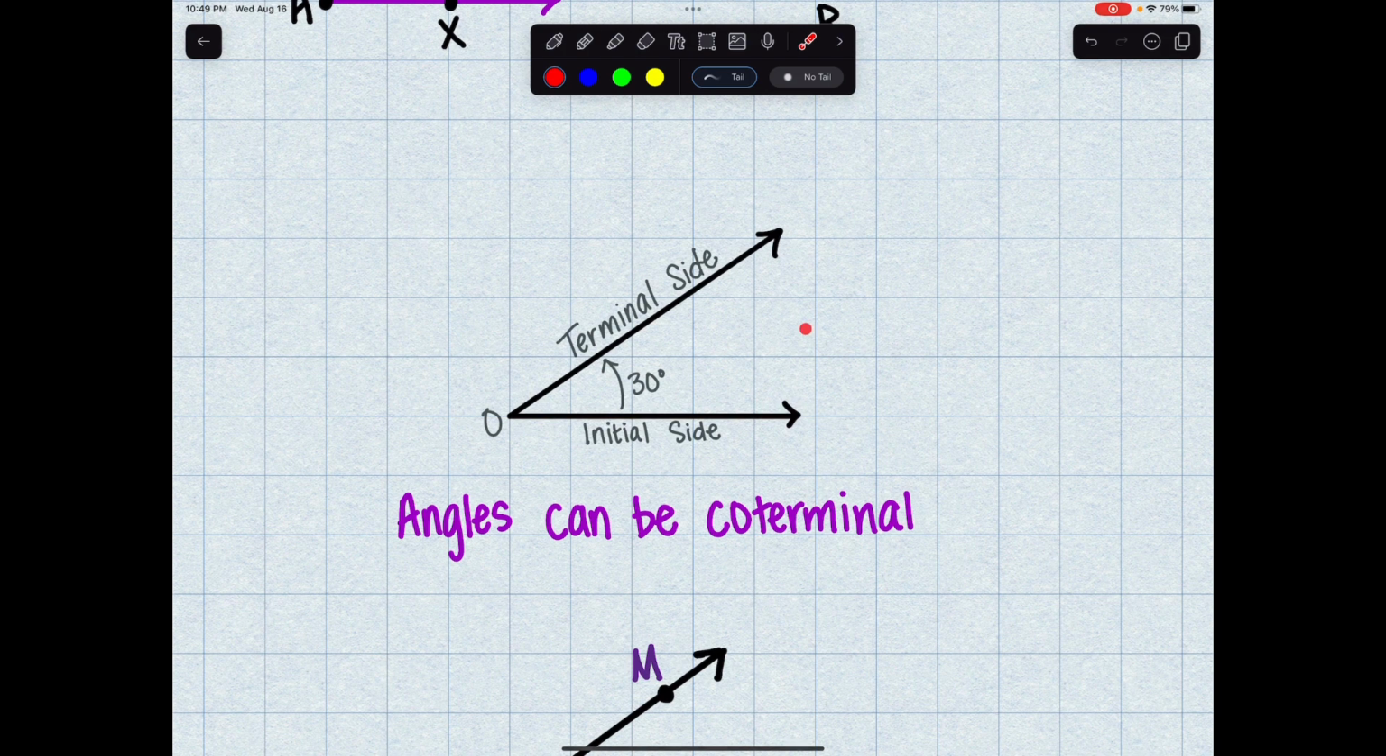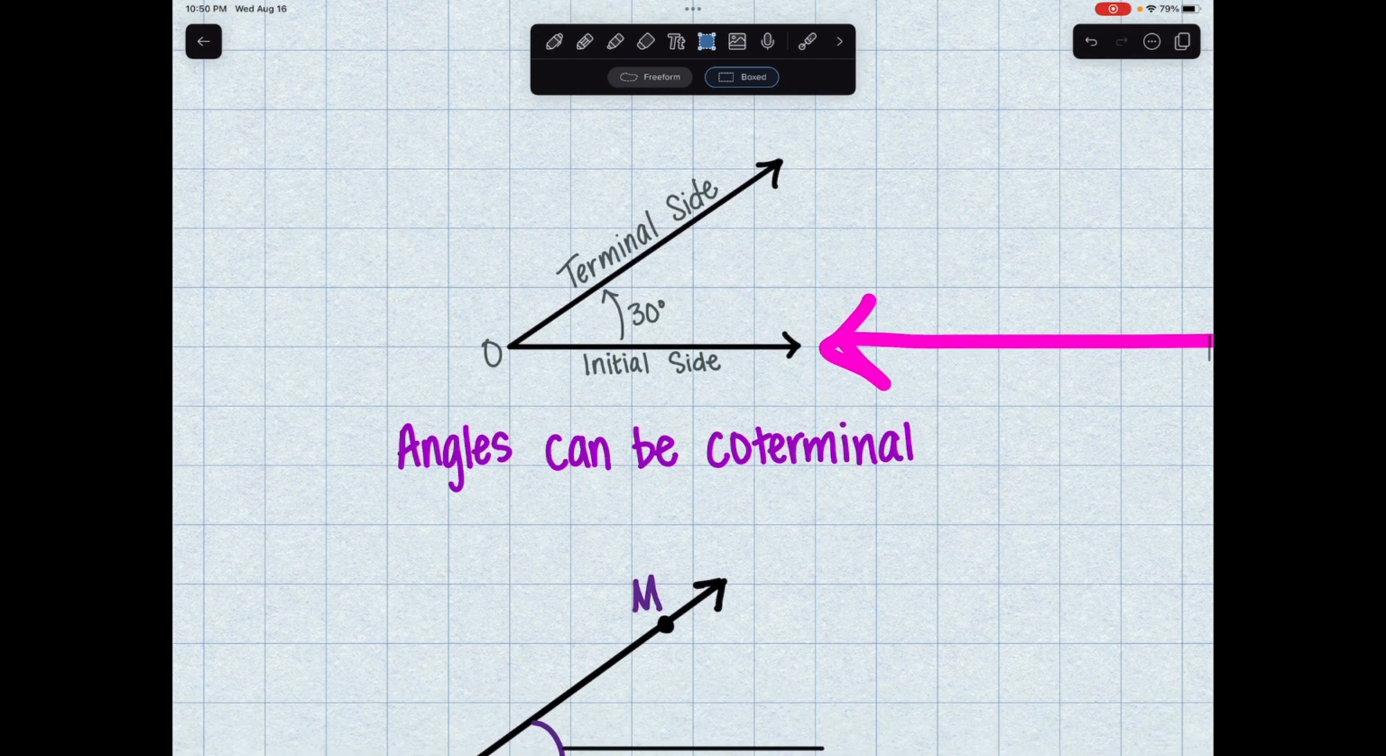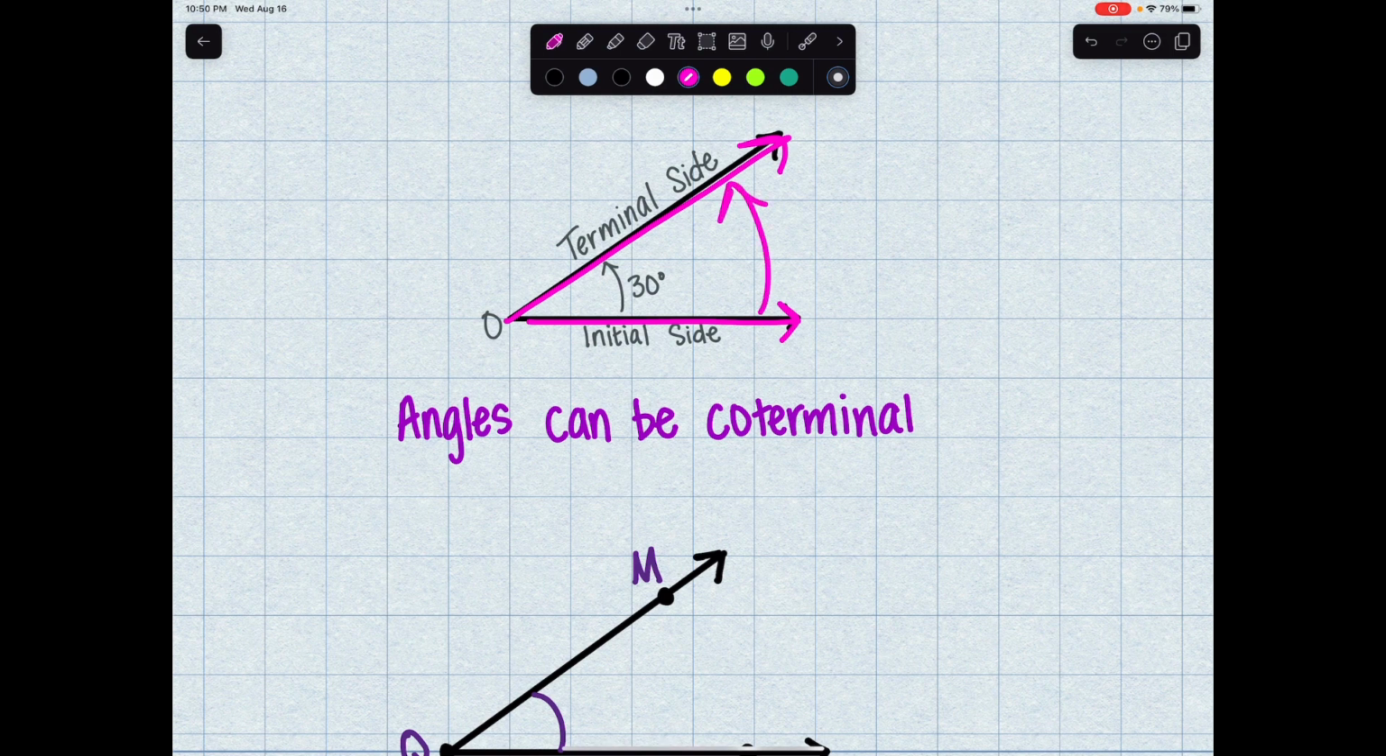So let's say I draw a line like this, and then I grab it and make it go up like that. You use your imagination. I'm grabbing it and moving it up. Okay, so this would be the initial side where it starts, and that's the terminal side where it ends, and the angle is in between those.